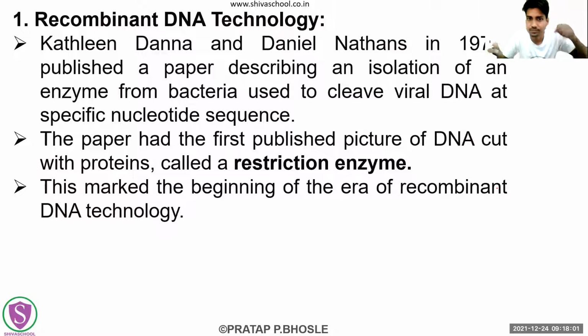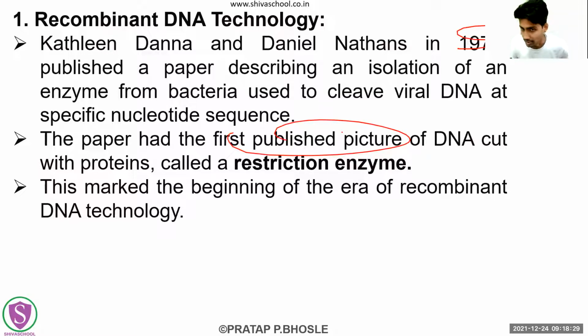Basically, recombinant DNA technology started back in 1971 when Dana and Nathans published a paper. In it, they isolated an enzyme from bacteria, and it was used to cut the DNA of viruses at some specific points. This was the first paper where we had the first picture of this DNA, and the enzymes which were isolated were called restriction enzymes.